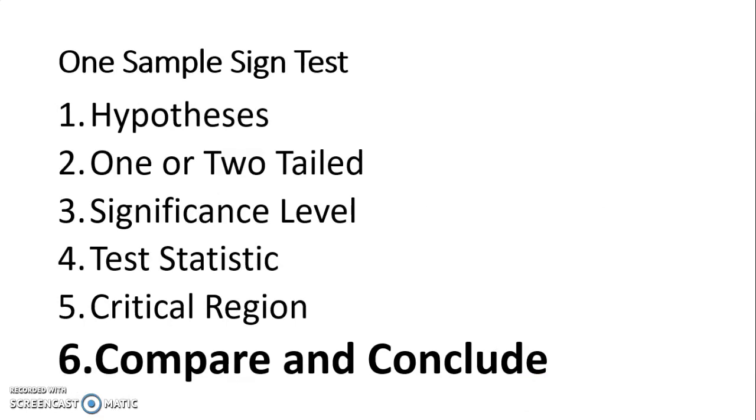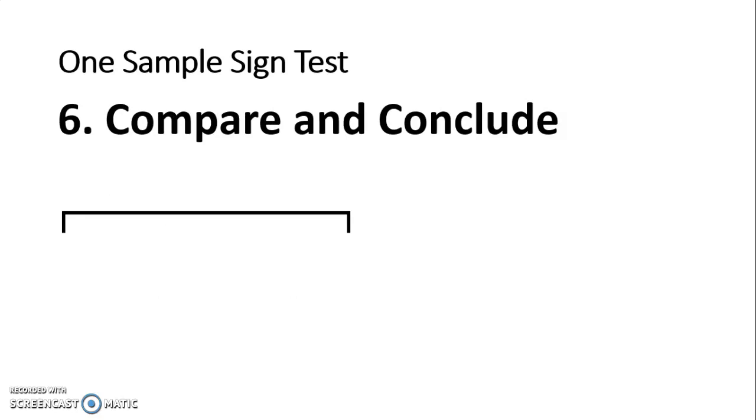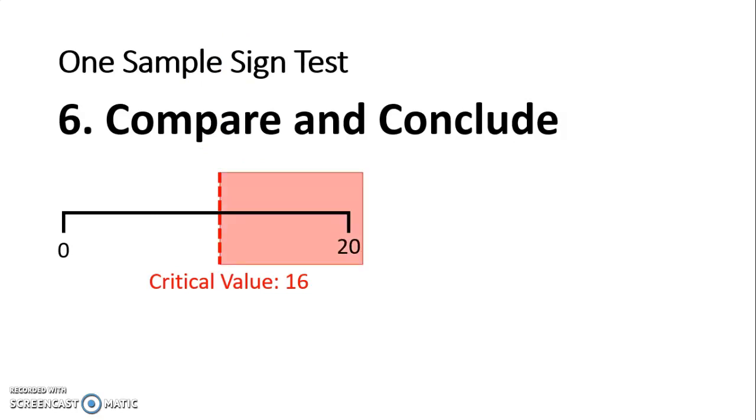So let's look at compare and conclude. For this question, I'm going to draw myself a number line going from 0 to 20, and I'm going to mark on my critical value, which was 16, and shade what will be the critical region or the reject zone. Then I'm going to put in my test statistic, which was 17 pluses, and as you can see that lies in the reject zone, and therefore we reject H0.